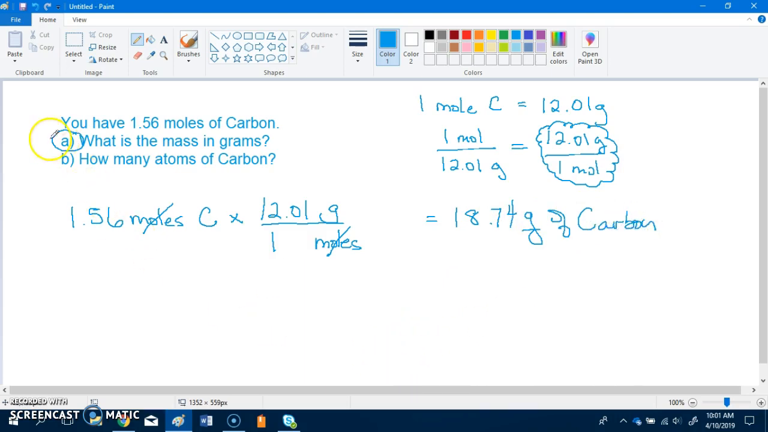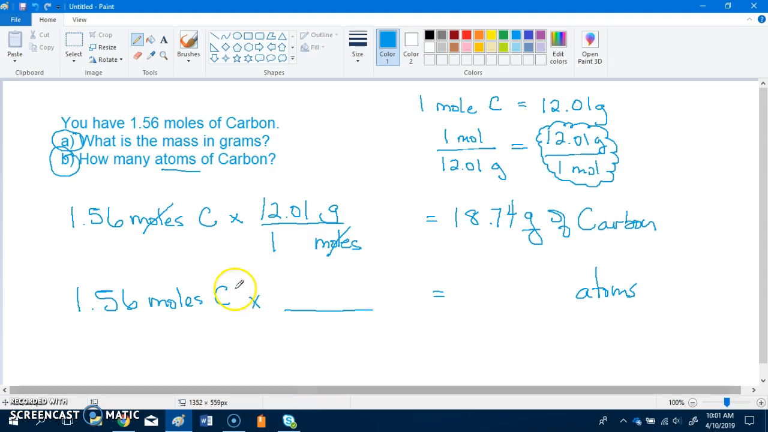Okay, let's look at B. Same thing. We're going to start with 1.56 moles of carbon, but this time we're trying to find atoms. So over here we're probably going to need more room than that. Let me delete that. So now we're going to do atoms, and we're going to do a conversion factor, and for the conversion factor for this one we're going to use 6.02 times 10 to the 23 is equal to 1 mole of substance.